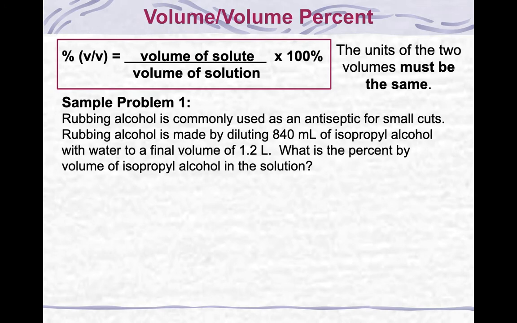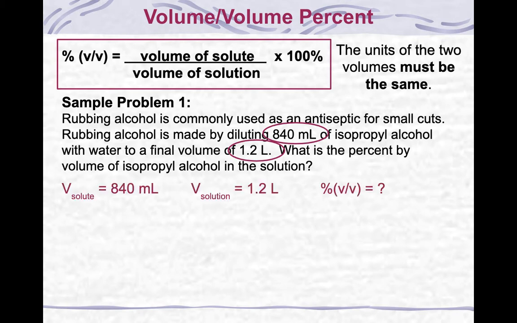So the first sample problem: rubbing alcohol is commonly used as an antiseptic for small cuts. Rubbing alcohol is made by diluting 840 milliliters of isopropyl alcohol with water to a final volume of 1.2 liters. What is the percent by volume of isopropyl alcohol in the solution? So we've got these two volumes. One is the volume of the solute, the 840 milliliters. The other is the final volume of the solution, 1.2 liters, and we're trying to find the percent.